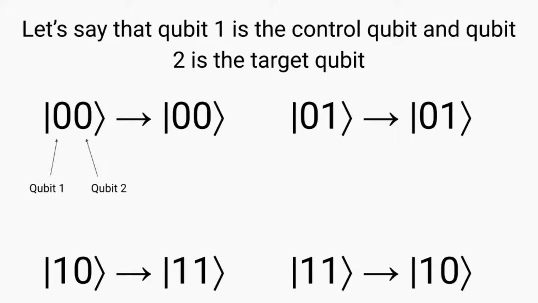However, when the control qubit is 1, as in the state 1,0, we would get back 1,1, as the target qubit will flip because the control qubit is in state 1. And finally, when the original ket is 1,1, we will get back 1,0 after we apply a CNOT gate to the 1,1 state.